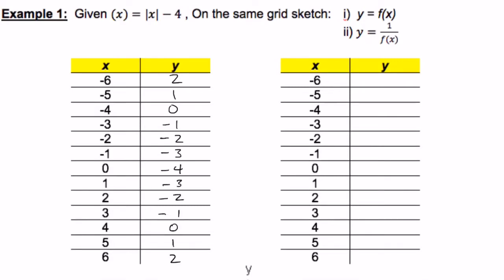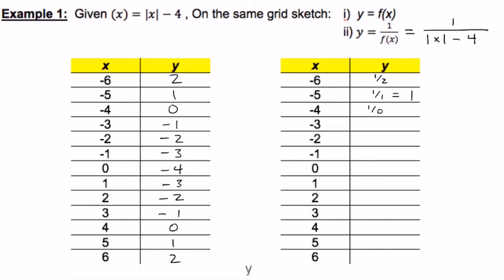Okay, so in the same way, I'm going to make a table of values for y equals 1 over f of x, which is 1 over the absolute value of x minus 4. So I'm going to start by substituting negative 6 in. So the absolute value of negative 6 is 6, minus 4 is 2, so it's 1 over 2. Absolute value of negative 5 is 5, minus 4 is 1, so it's 1 over 1.